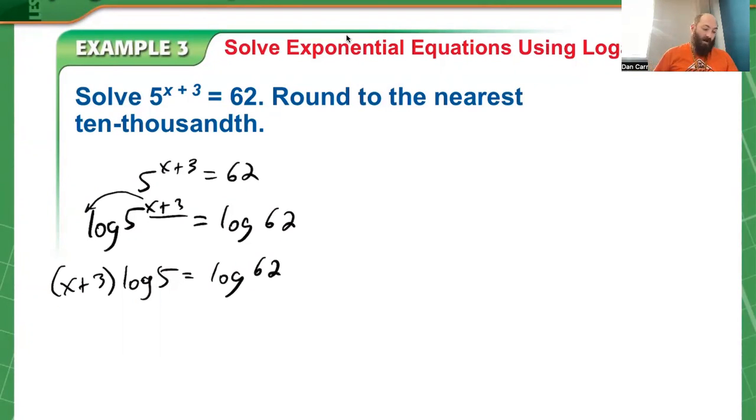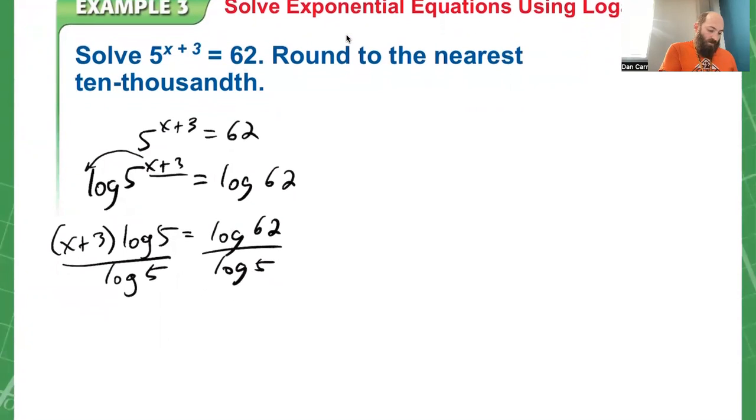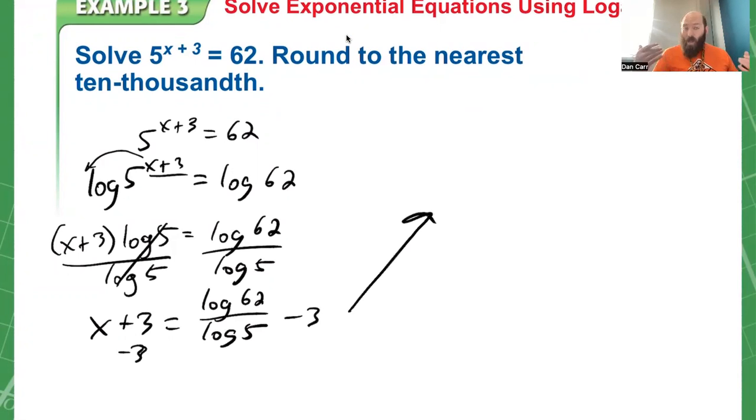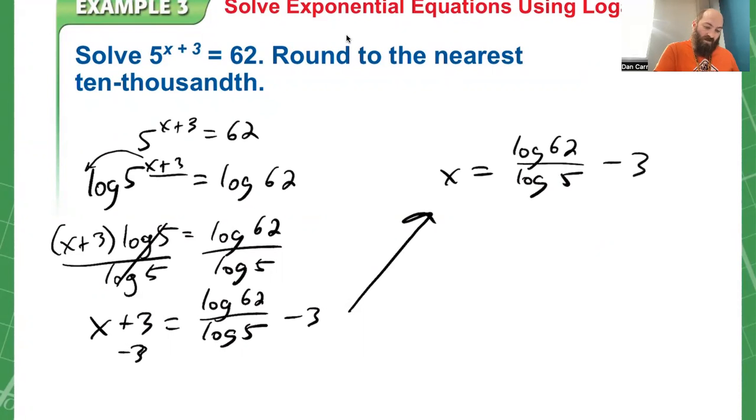From there, we want to isolate x. So I'm going to divide both sides by log of 5. When I do that, I get rid of that. So x plus 3 is equal to log 62 over log of 5. My final step is to subtract 3 from both sides. Right now I'm leaving everything in terms of logarithm, but I'm going to put this in my calculator to get the actual number. So x is equal to the log of 62 divided by the log of 5 minus 3.